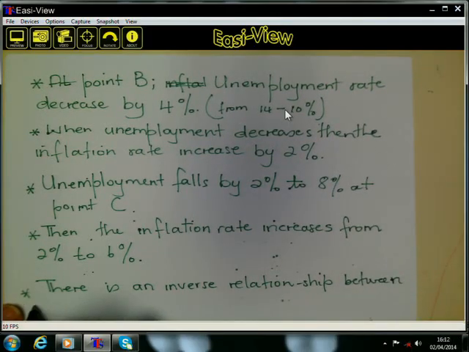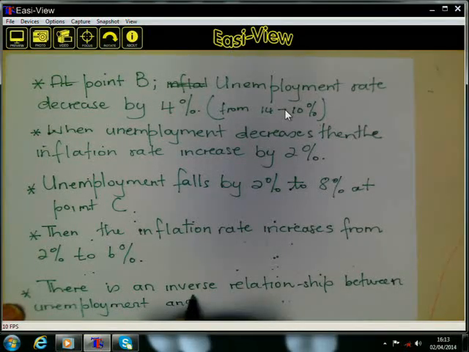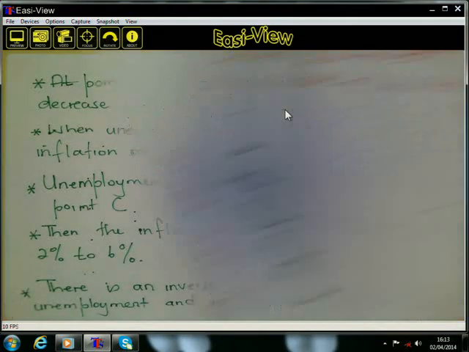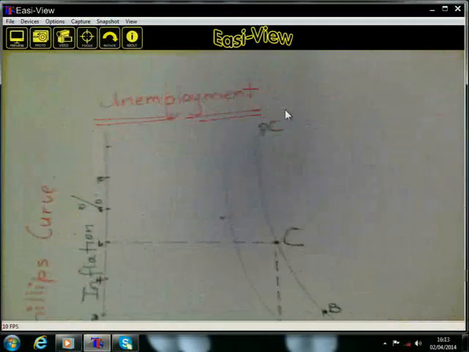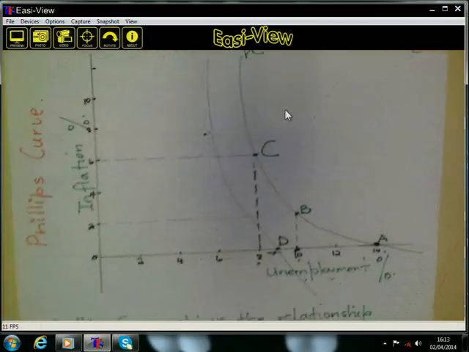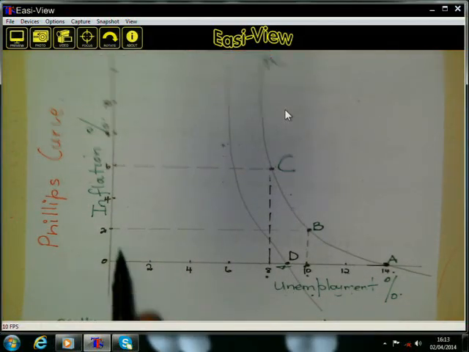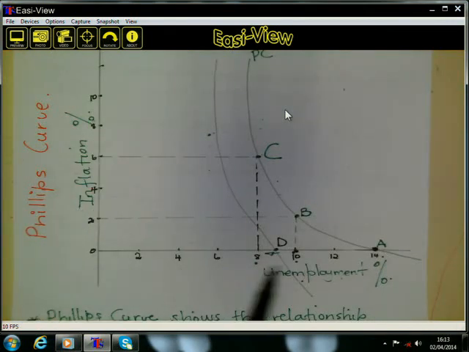Between unemployment and inflation rate. And remember, this is vice versa. So when you look at the graph, you would see that when unemployment decreases, inflation increases. If inflation would increase, then it means unemployment has increased.